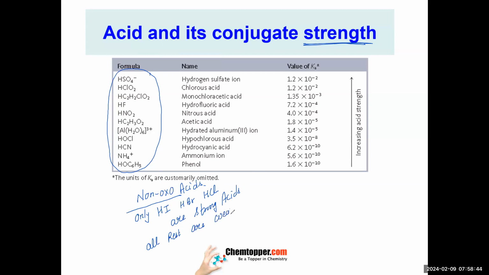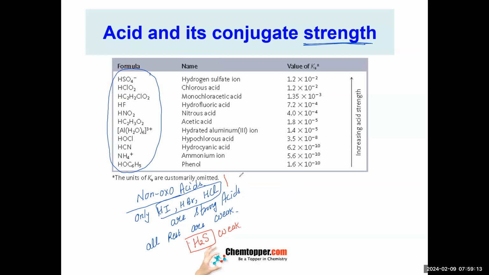I'm going to trouble you for this. I'll give you an acid and I'll ask you, is it strong or weak? So you're going to use these rules. Only these three are strong. Now, Eslisha was saying H2S. What do you think H2S? Strong or weak? H2S is weak. Though it's not there, but it can be there, right?